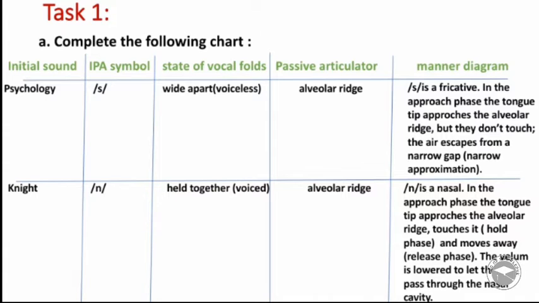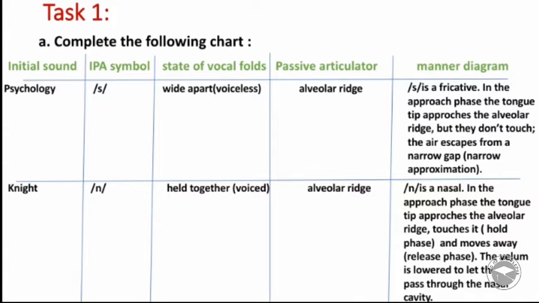The state of the vocal cords: they are held together. The sound is voiced. Again, the passive articulator is the alveolar ridge. For the manner diagram analysis, we can say something like this. N is a nasal sound.